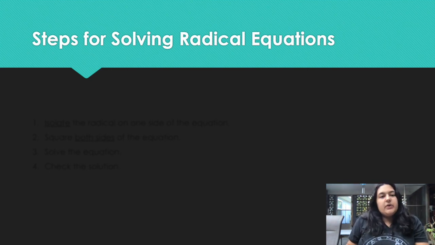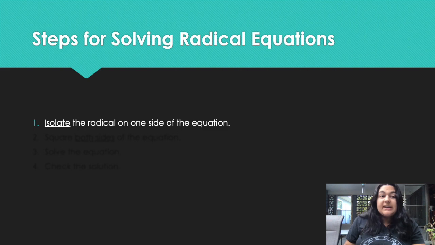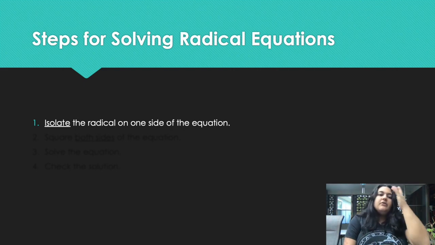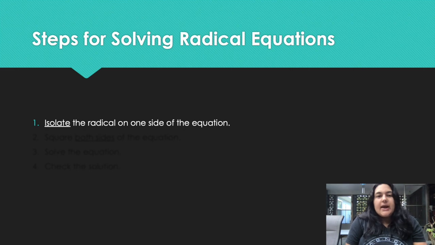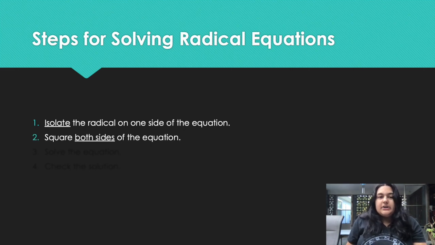Okay, steps for solving radical equations. First step is to isolate the radical on one side of the equation. What does isolate mean? It means you can't see your grandma during this quarantine, right? She's isolated. She is by herself, okay? Isolating means you want something by itself. So in this case, we're going to have radical x on one side of the equation.